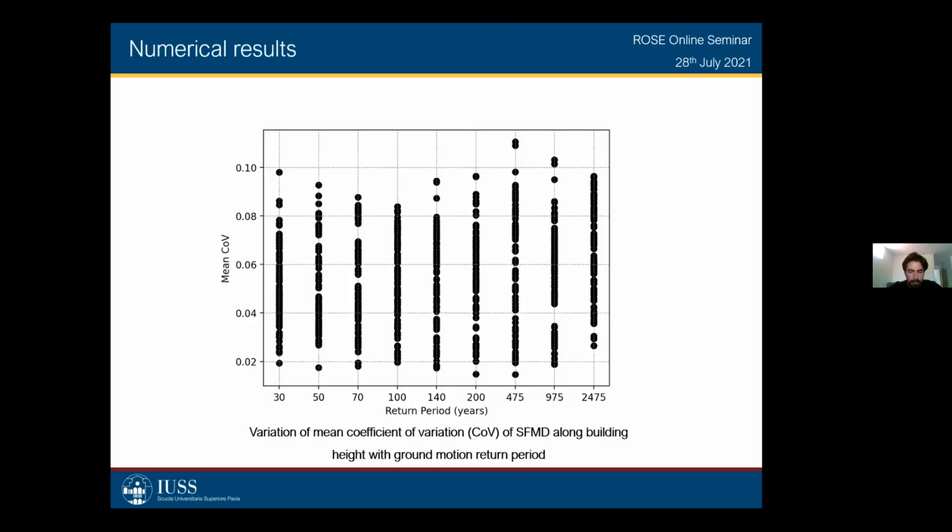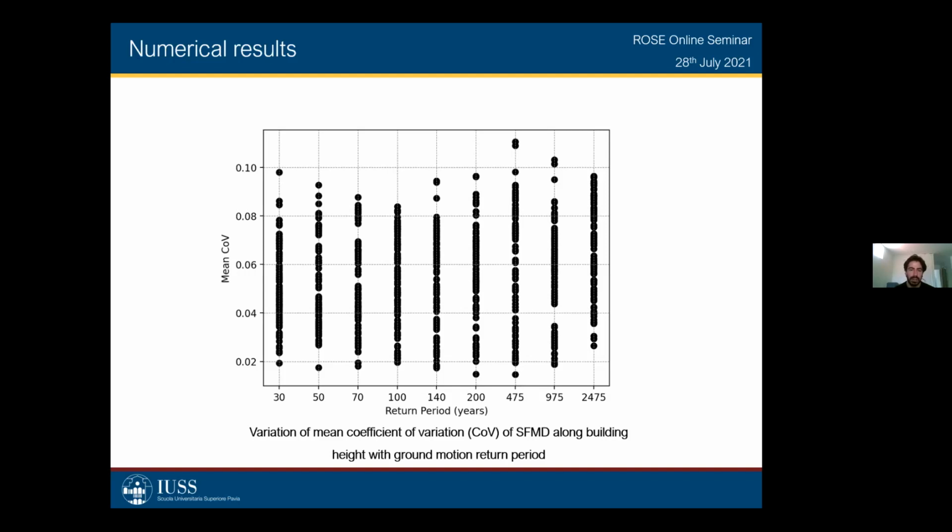So, numerical results. This section shows the main numerical results that we obtained for this investigation. This is actually a very difficult plot to explain, and it is something we are dealing with right now. In the horizontal axis, it has all the return periods that were considered, the 9 return periods for which we selected ground motions. And in the vertical axis, we have what is called the mean coefficient of variation. So what do I mean by this mean coefficient of variation?